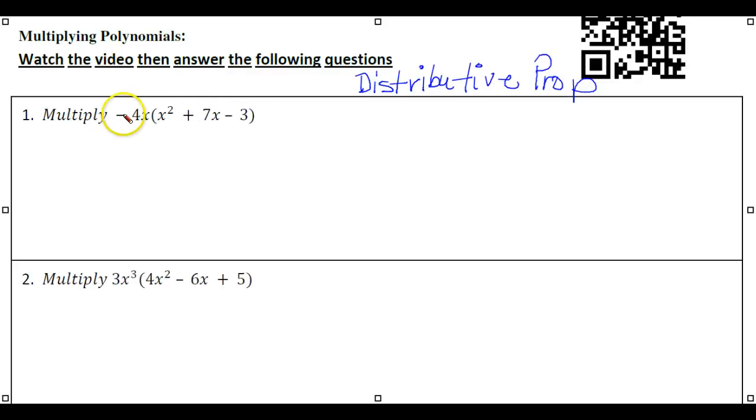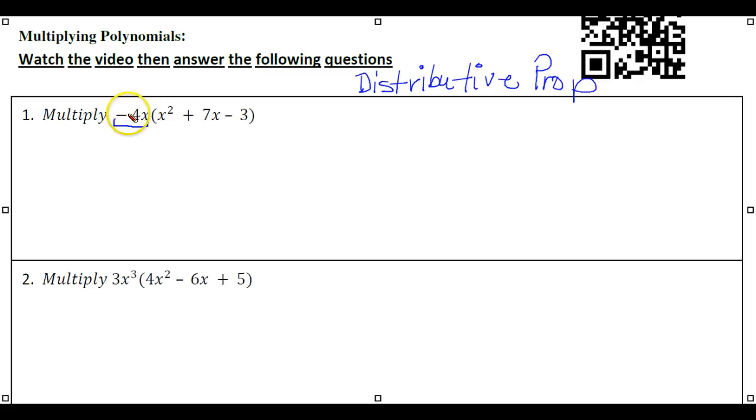Now we move on, and I may or may not have mentioned this, that when you have one term like this, this is often referred to as a monomial. And when you have three terms, this is a trinomial. But right now, since we're multiplying, this is just considered one whole term.